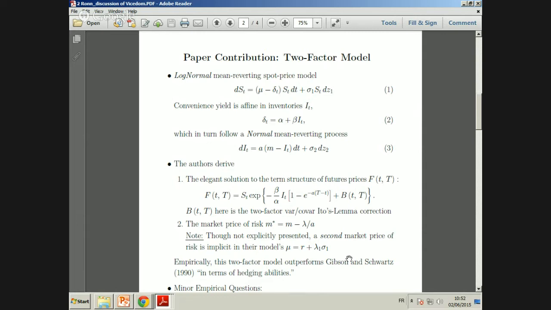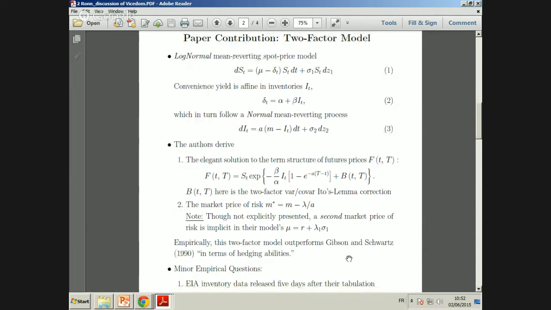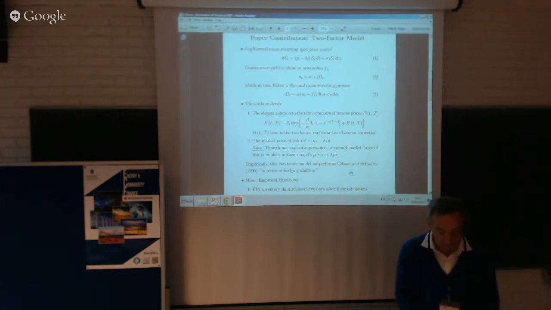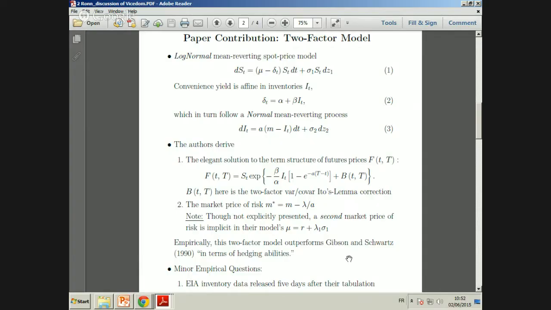The first contribution for which I would like to commend the authors is the derivation of a very nice, elegant, closed form expression for the futures contract. I know it's been done in other forms in the literature, but I think it is a commendable and nice way of combining the analytics in a very nice closed form expression, and so I commend them for that.